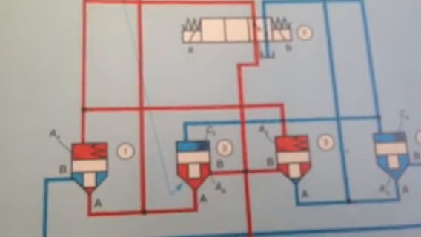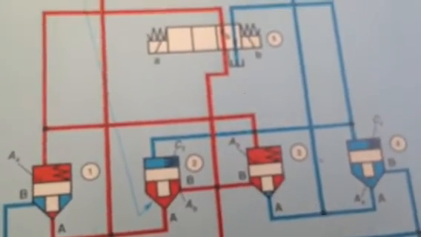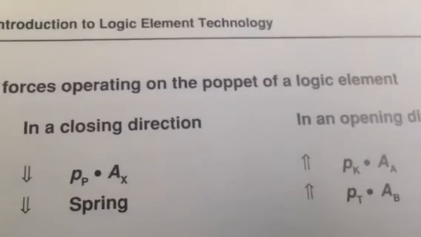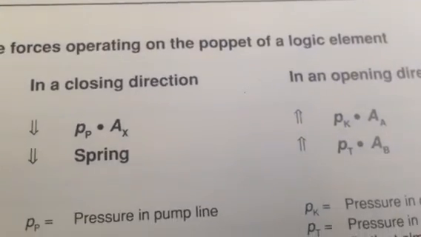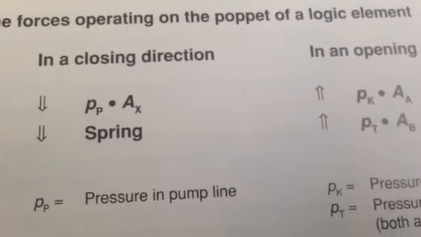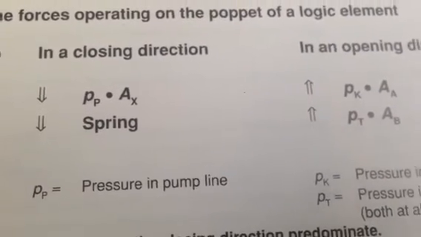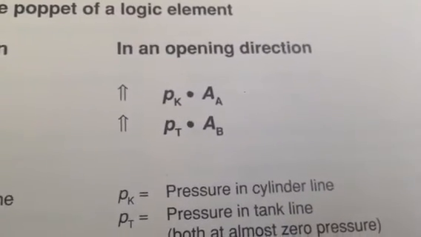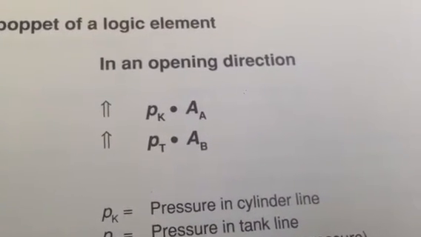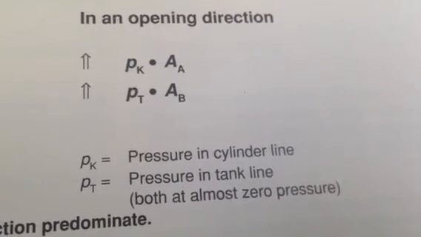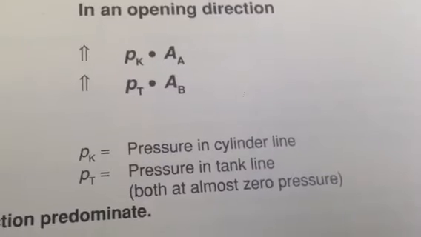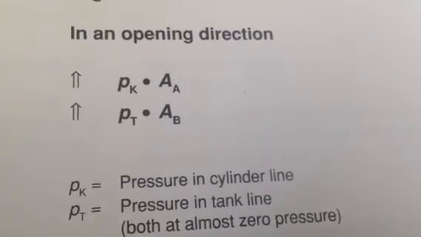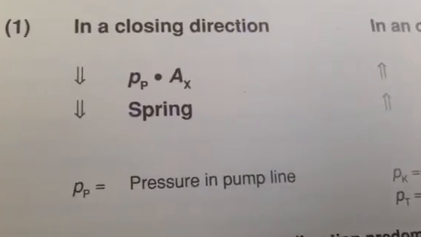And furthermore, I'll give you some idea of the forces operating on the poppet of a logic element. In a closing direction, PP into AX and spring. PP is equal to pressure in the pump. In opening direction, PK into AA and PT into AB. PK is equal to pressure in the cylinder line and PT is the pressure in the tank line, both at almost zero pressure. This is the opening direction and this is the closing direction.